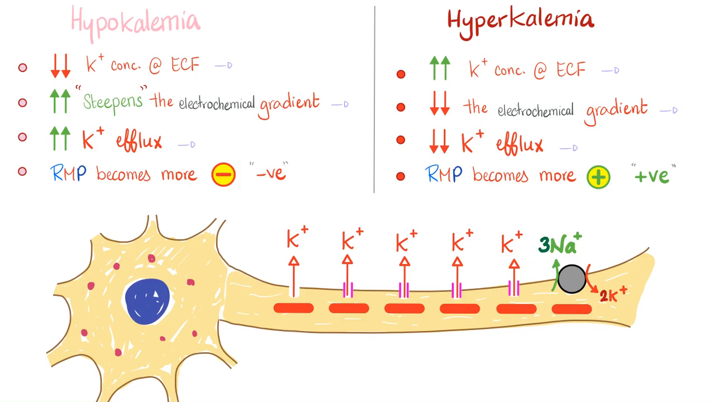Now I have less potassium outside, which means it's as if I have more potassium on the inside. This will lead to more potassium efflux, and therefore it will leave the inside of the membrane more negative. So instead of negative 70, it'll become negative 90, negative 100, etc. On the other hand, with hyperkalemia, you have more potassium on the outside than the inside. It's making the gradient lower, decreasing the potassium efflux, making the inside more positive.